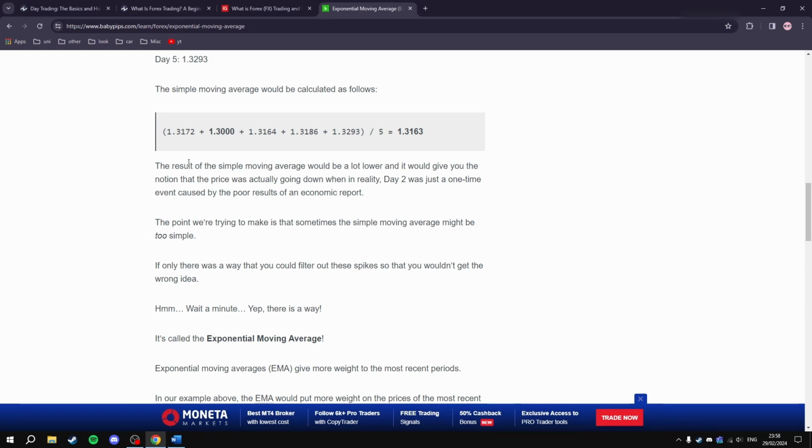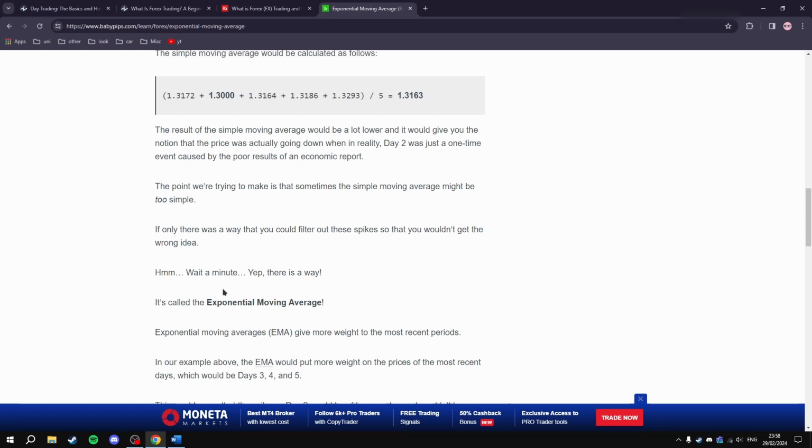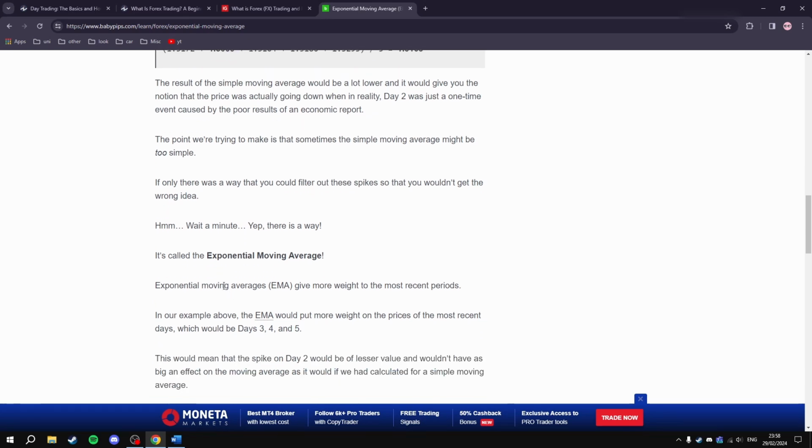The point we're trying to make is that sometimes a simple moving average might be too simple. If there was only a way you could filter out these spikes so that you won't get the wrong idea. Wait a minute, yep, there is a way. It's called the exponential moving average. Exponential moving averages give more weight to the most recent period.